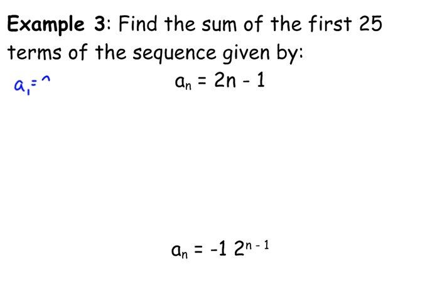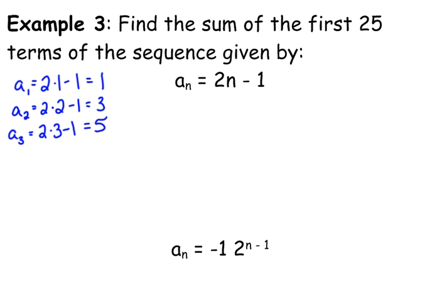Okay, a sub 1 would be 2 times 1 minus 1. So that's 2 minus 1, that's 1. A sub 2 is 2 times 2 minus 1. That's 4 minus 1. That's 3. Until you kind of see what's going on. Now, if you can pick it right off the equation, that's fine. But I'm just showing you what you can do if you're struggling with seeing it.